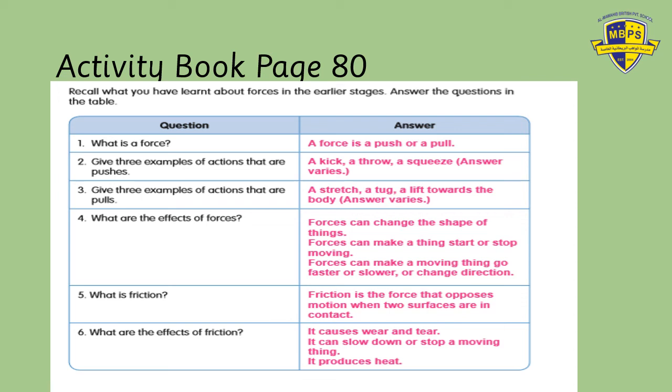What is friction? Friction is the force that opposes motion when 2 surfaces are in contact. What are the effects of friction? It causes wear and tear. That means it will start breaking things apart. It slows down or stops a moving thing. And most of all, it produces heat.